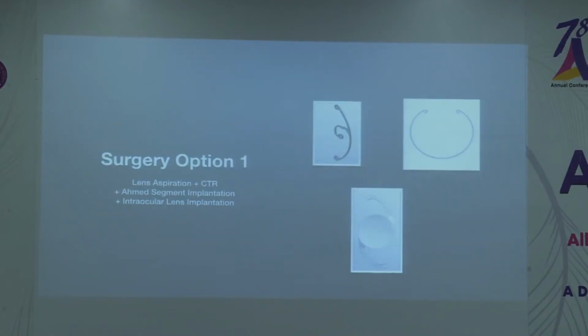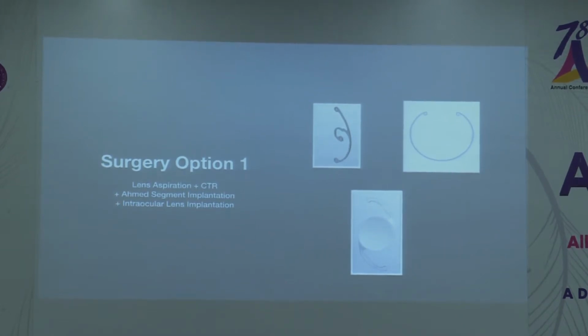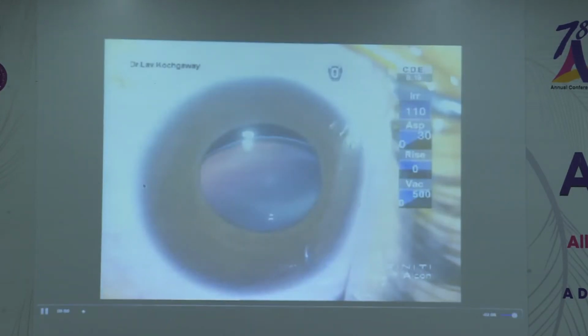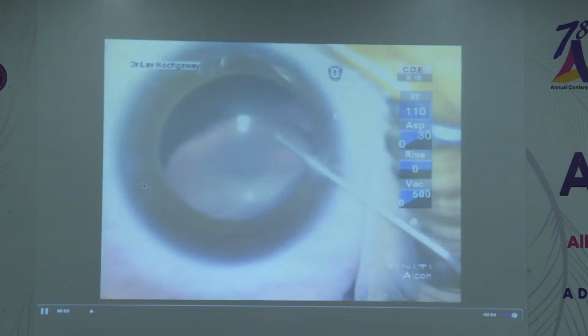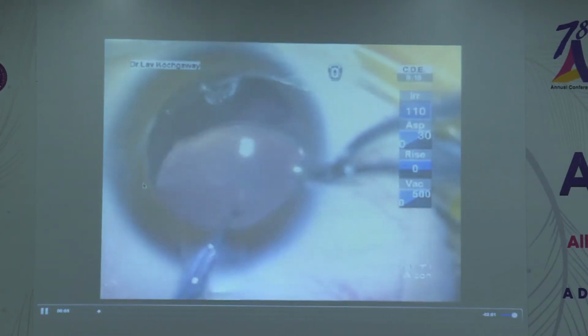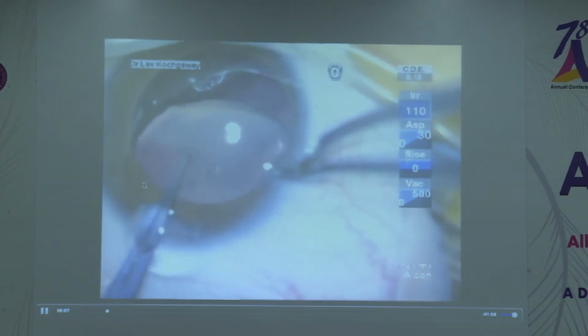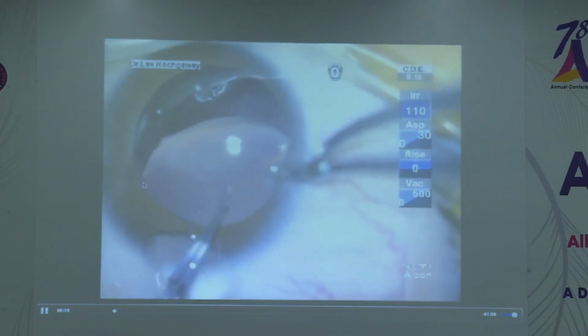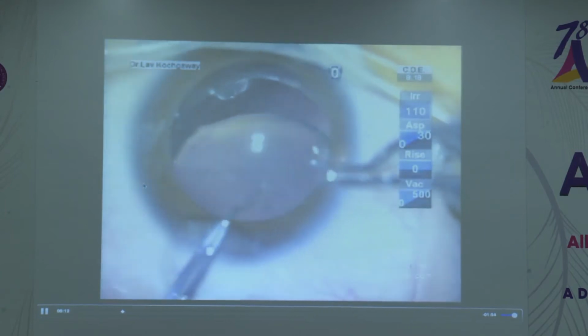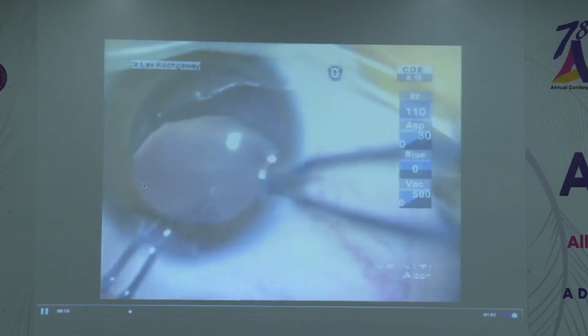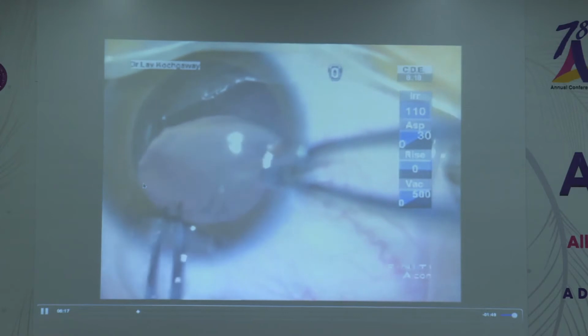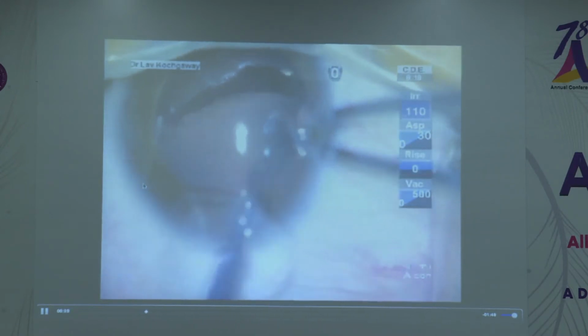So I'll run you through the various surgical options that are available, and the first surgical option is lens aspiration with capsular tension ring implantation with Ahmed segment and intraocular lens. That is the problem, like every case is different, and still I have not been able to figure out which is the best procedure, because we try different permutation combinations, some of them work, sometimes we end up in complications. So it is probably one of the most challenging situations we face as pediatric ophthalmologists.